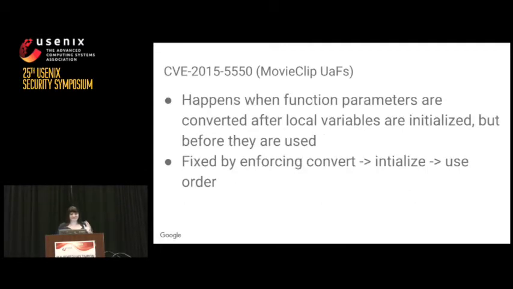And more specifically, this problem happens when function parameters are converted after local variables are initialized, but before they are used. What does this actually mean? It means that you can usually avoid this problem by converting parameters at the beginning of a function. And actually, if you look at how browsers do this, the majority of browsers have a coding guideline that makes you convert parameters at the beginning of the function for this exact reason. And of course, it's sometimes hard to tell exactly what order a code does stuff, but this prevents the majority of problems if you always do early conversion.